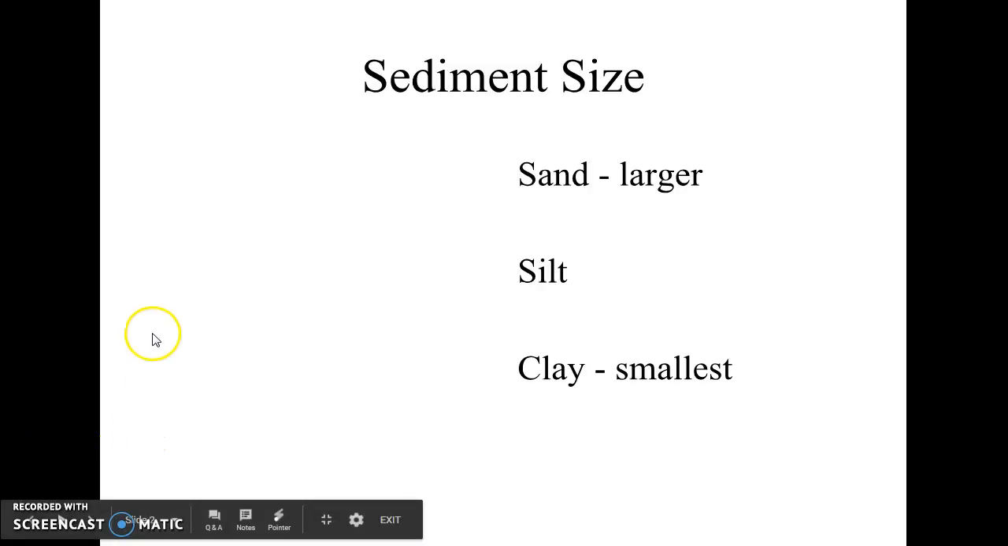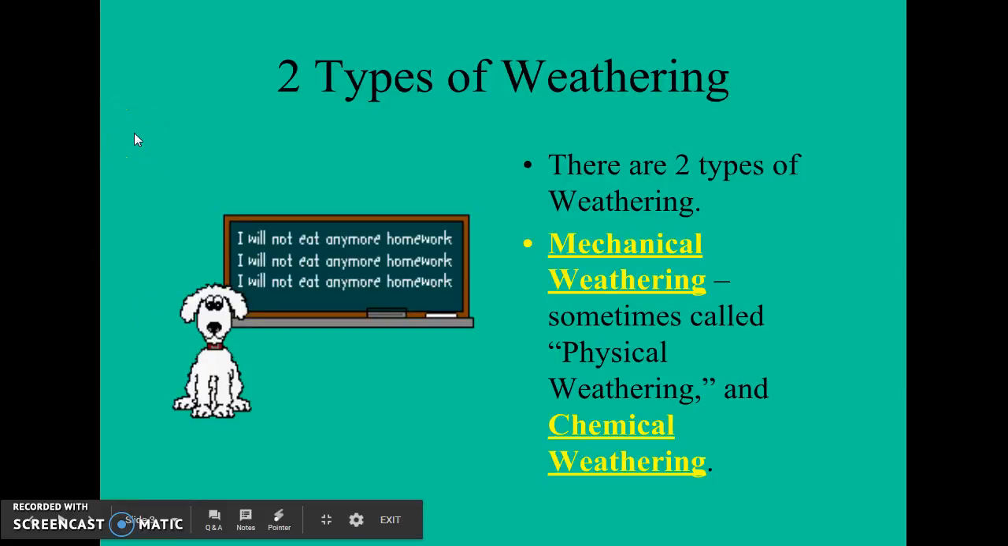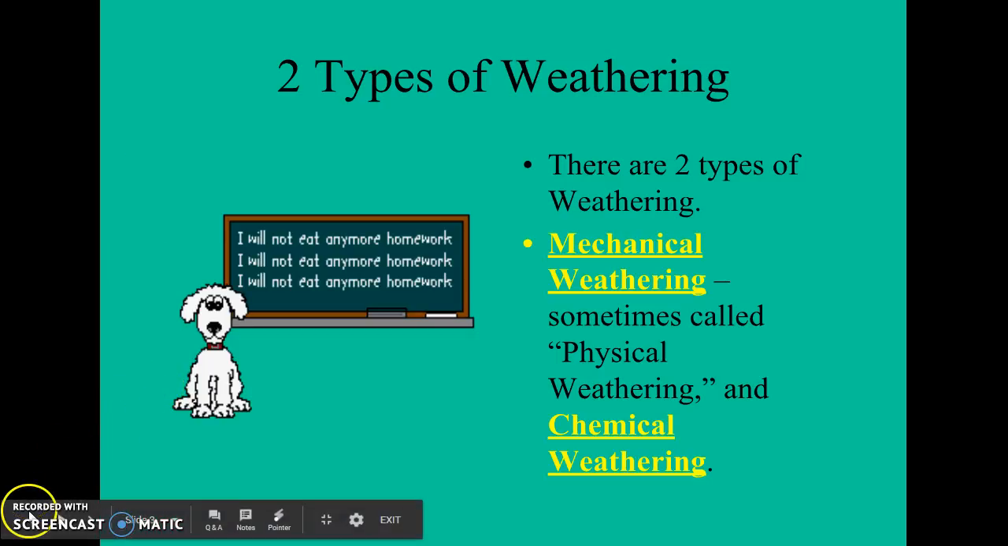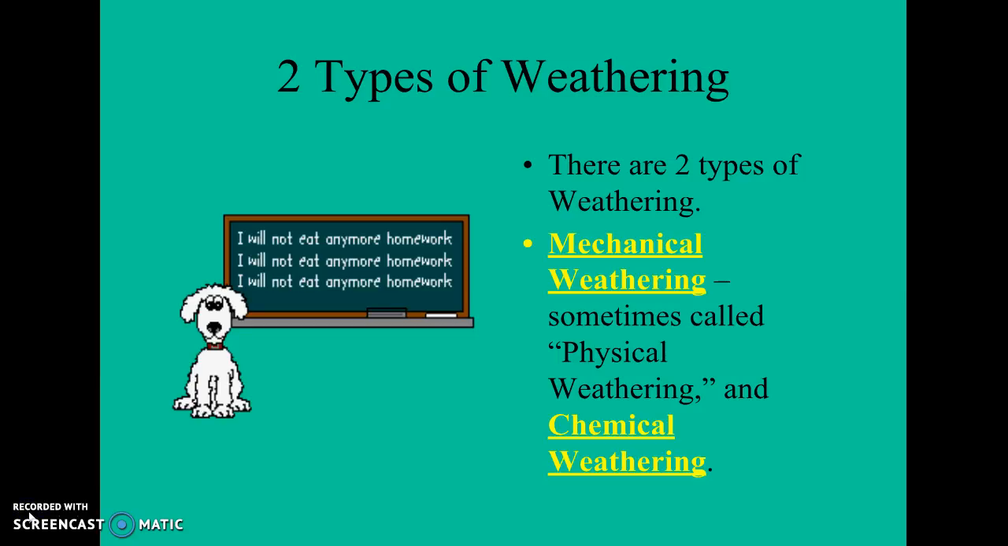So how do we end up with sediment? Well, there's two types of weathering. There's mechanical weathering, which is sometimes called physical weathering. And again, that physical weathering is going to break down the rock physically without changing its composition. Chemical weathering, on the other hand, is going to change the chemical aspect of the rock, or the chemical composition of the rock. There are chemical reactions when there is chemical weathering.